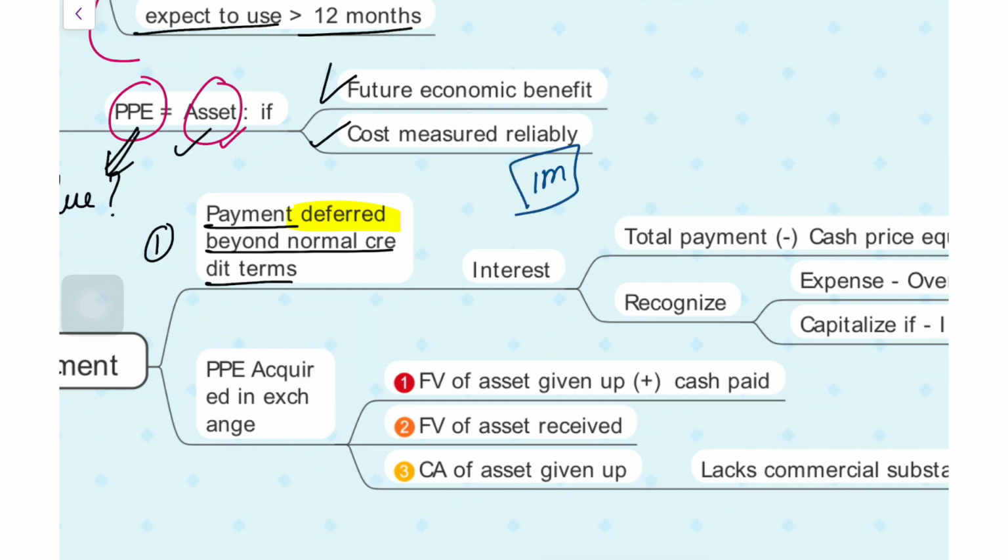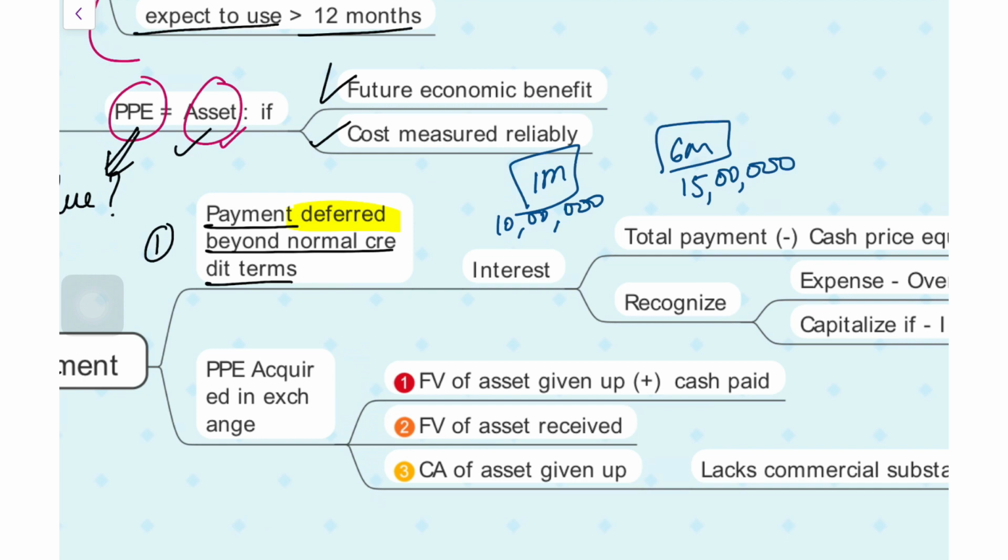Now this is a normal credit term, but you are not paying within 1 month. Rather, you are paying it after 6 months. So when you are paying after 6 months, suppose if you had to pay within 1 month, you were paying 10 lakh rupees. If you have to pay after 6 months, you are going to pay 15 lakh rupees for that PPE.